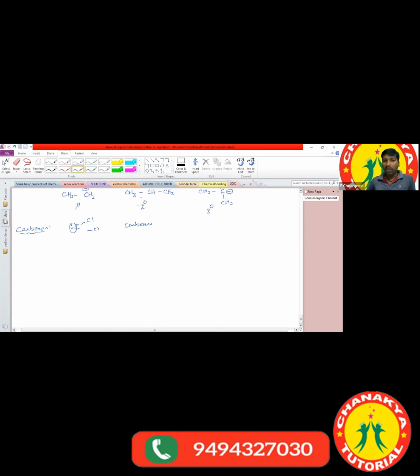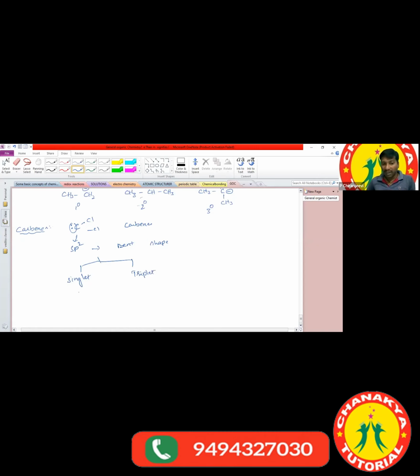Now, if you see carbenes, what is the hybridization of carbenes? sp2 hybridization. And what is the shape here? Bent shape, or V shape or angular shape, we can also call it. Okay, again we have two types of carbenes. How many types of carbenes are there? Two types: one is called a singlet carbene, another is called a triplet carbene.